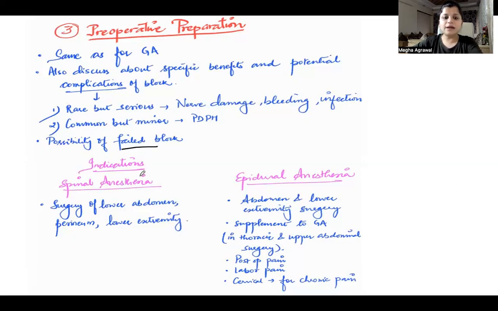So the indications of spinal anesthesia are surgery of the lower abdomen, perineum, and lower extremity. So abdomen and below it. And epidural anesthesia, the same as spinal. They're also used to supplement general anesthesia in thoracic and upper abdominal surgeries, for post-op pain, and also for labor anesthesia. And cervical epidural anesthesia is used for chronic pain also.